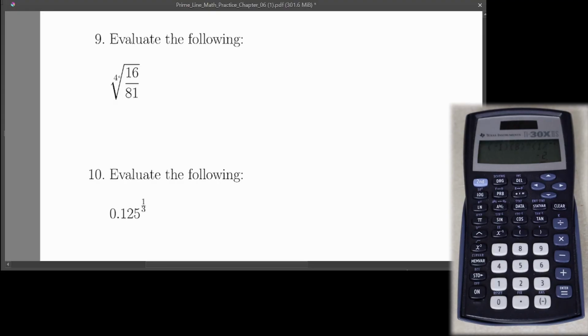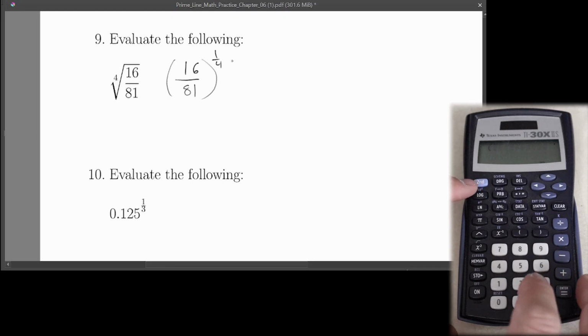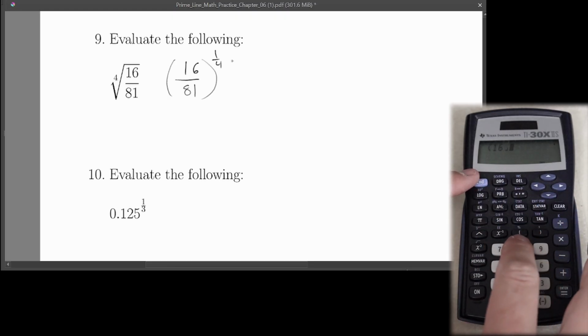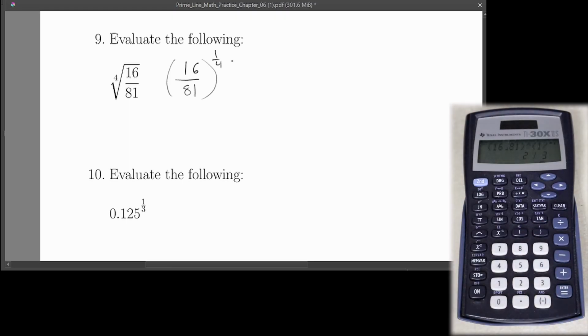Number 9, we've got a 4th root power, so this is like 16 over 81 to the 1/4 power. So, parentheses, we'll do our 16 over 81 to the 1/4 power, and we get 2/3 for our answer.